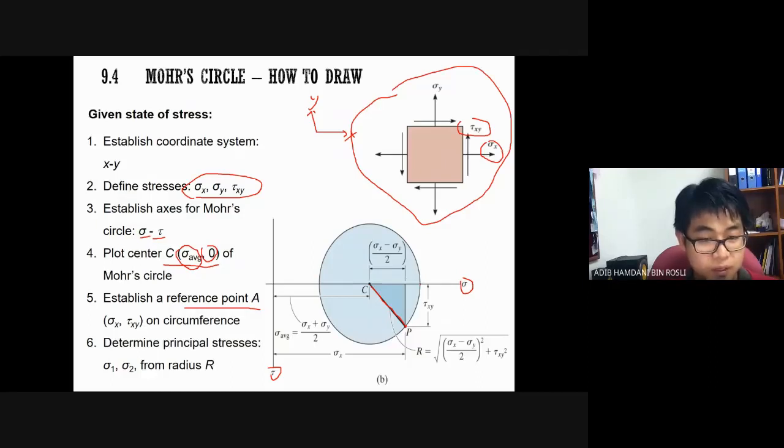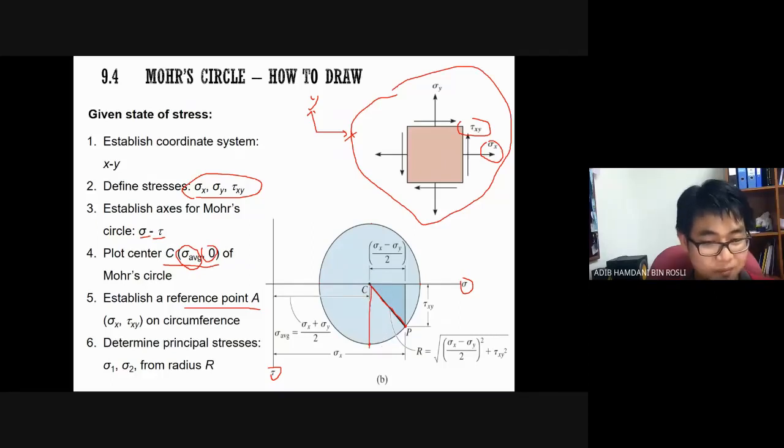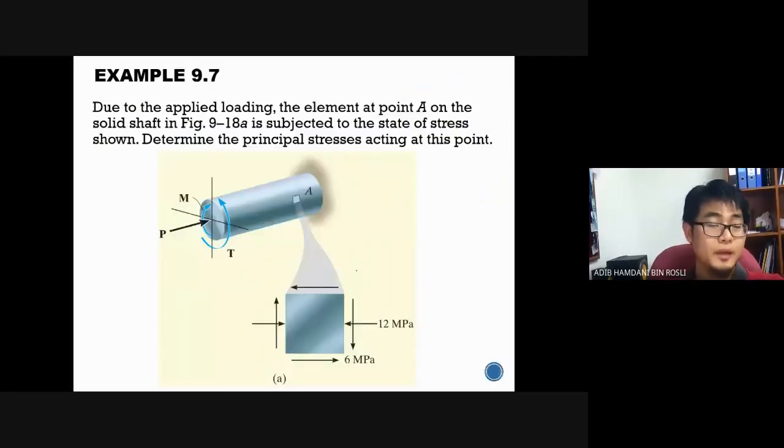You can find this sigma 1, sigma 2, and of course your tau max, which in this case is the maximum in-plane shear stress, equal to the radius itself, right? From C to the maximum point is the radius, isn't it? This is the radius. So just the radius. Simply, as simple as that. Okay, so let's look at this example.